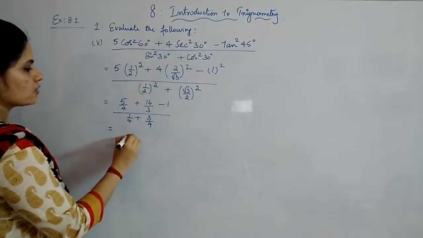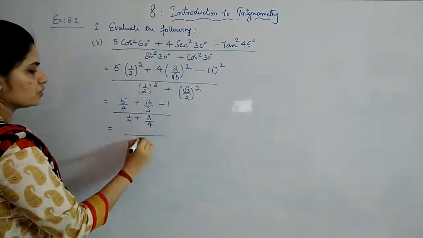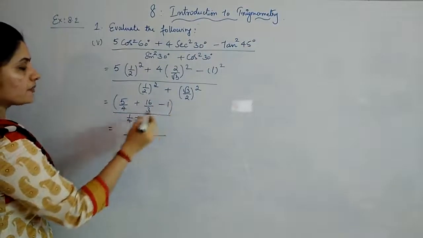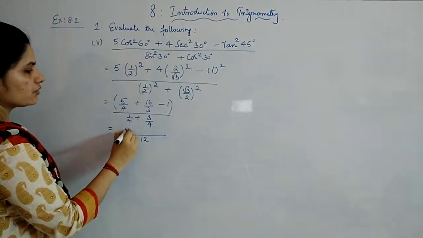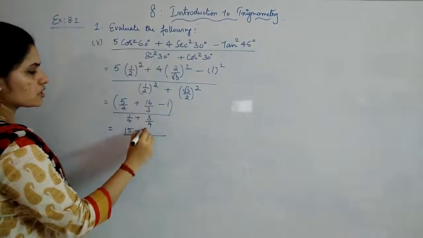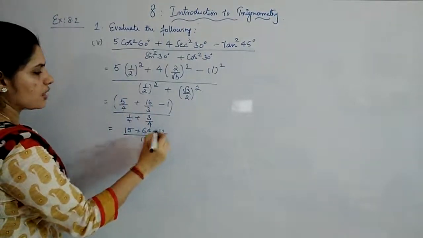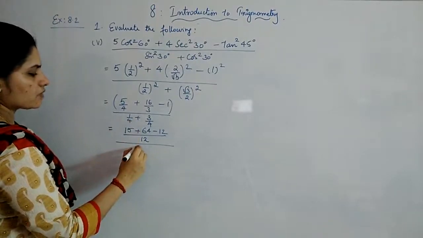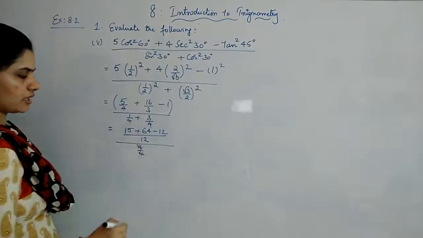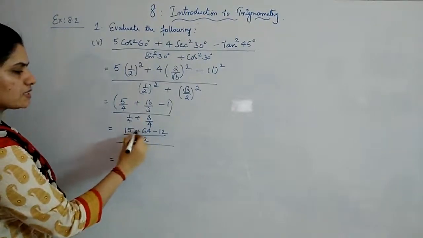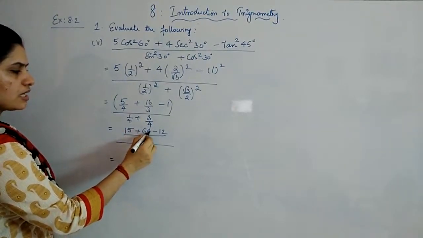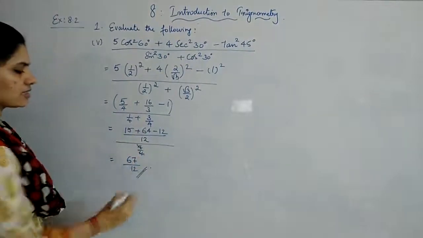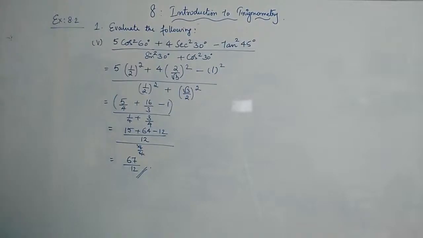Okay. Now taking LCM in the numerator will give you, this is 12 in the denominator for the numerator term only. Taking the LCM, this will give you 15 plus 4 into 16, 64, minus 12. And whole divided by, here you have 3 plus 1, which is 4 by 4. So this becomes 1. So now you have this much, which is 15 plus 64, 79 minus 12 is 67 divided by 12. So this is your answer, 67 by 12.